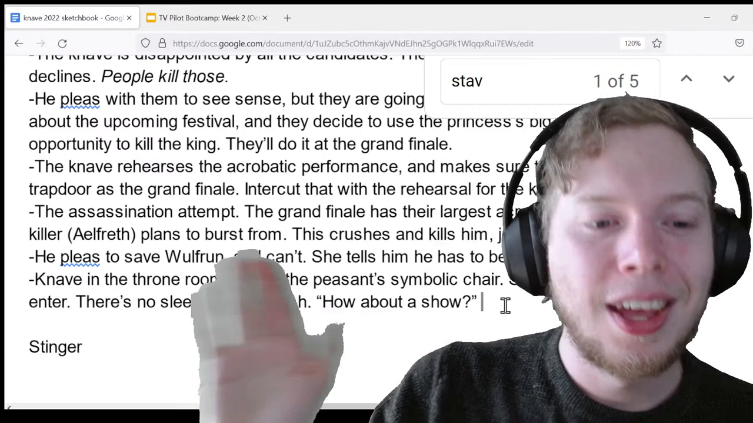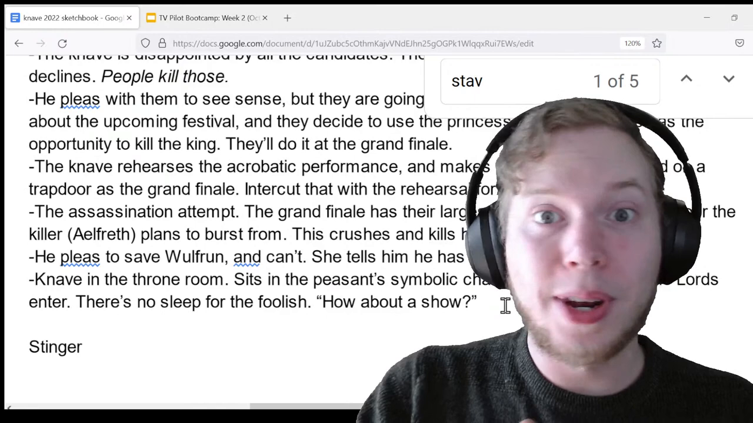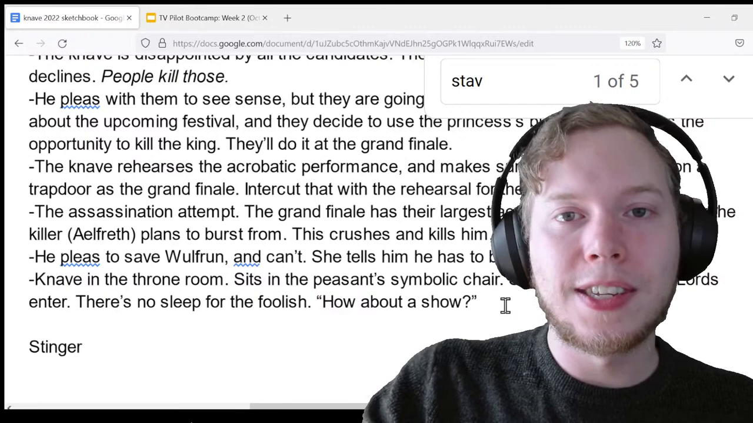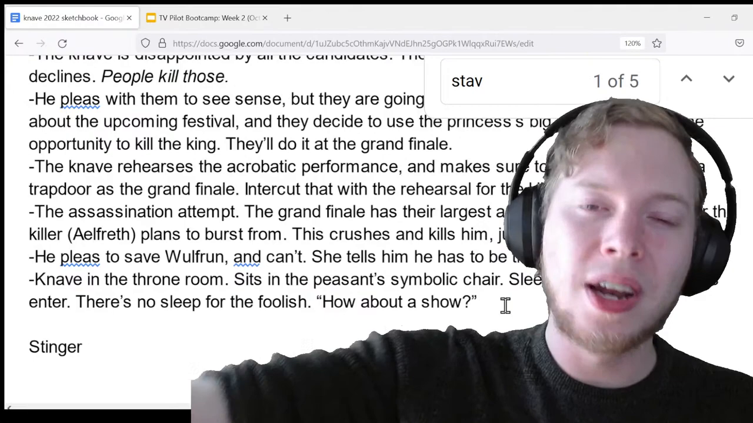Our final scene, this is like the sort of stinger. The knave is in the throne room, and when everybody else is out, it's all middle of the night, he ends up standing up out of the throne, and he goes and sits in that empty chair that the king left for the peasants. He was like, who's going to speak for them? That's right, no one. So the knave comes over and he sits in the chair.